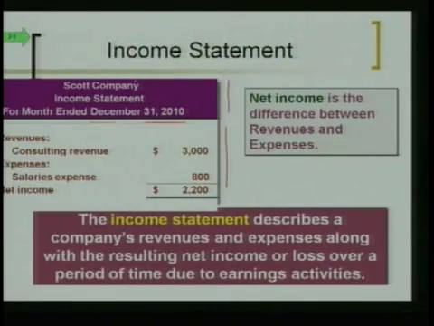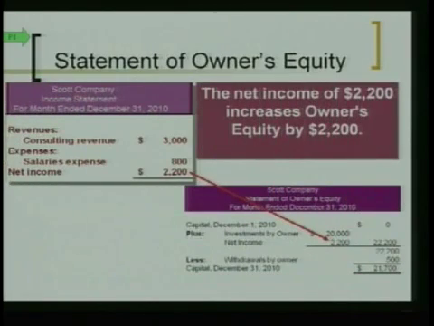Let's go to the next one. The next one is what? What's the next one we prepare? Statement of equity. And this is the one that students and people don't really know.